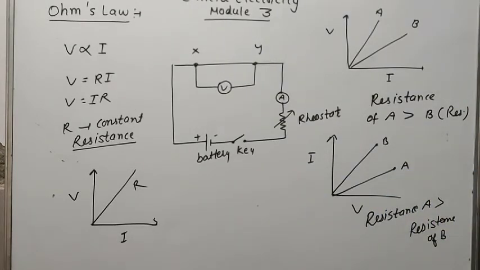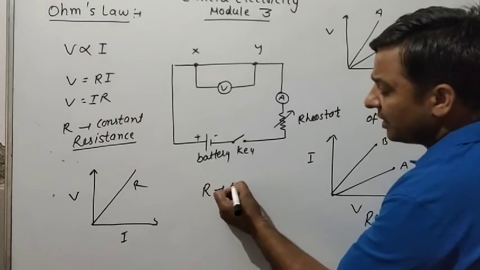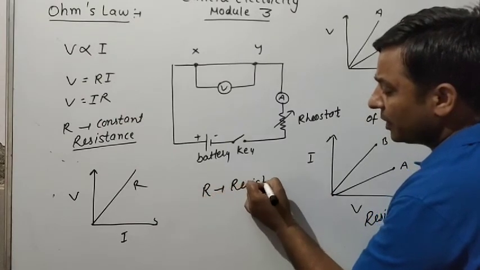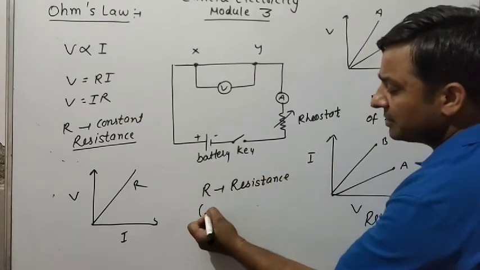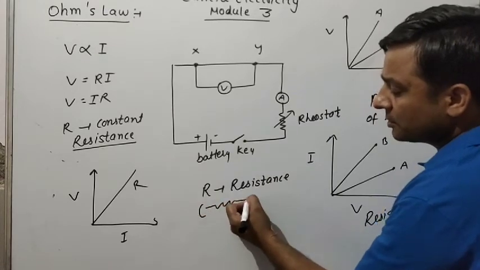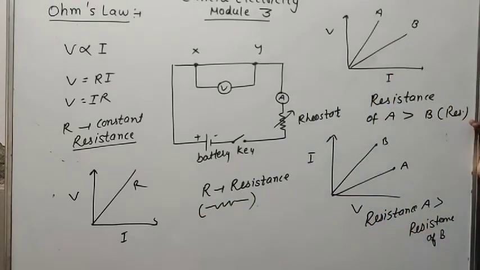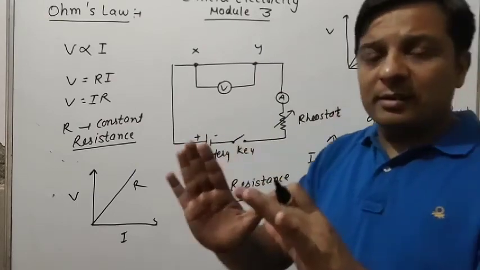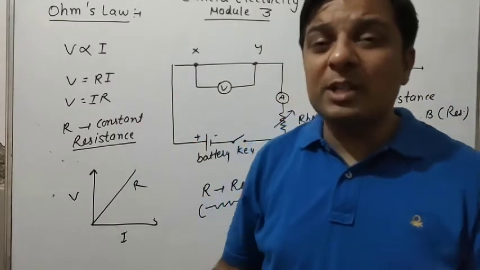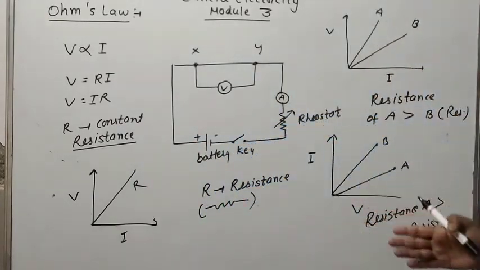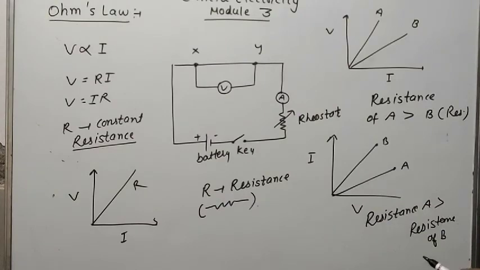So what is Ohm's law? V is directly proportional to I, and there is an R. What is R? You can say R is the resistance, a very important term. What is resistance? Resist means it opposes the current. It is the opposition. Resistance always opposes the current, right? So this is the resistance which opposes the current.